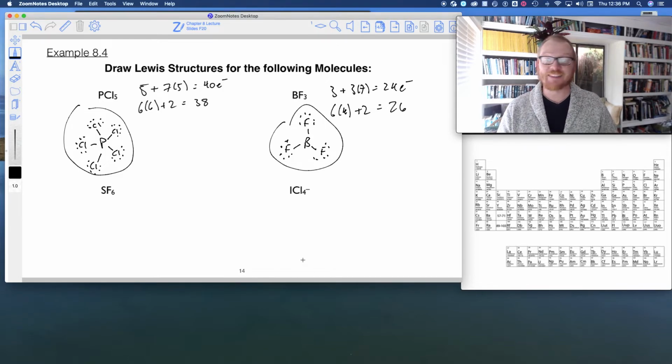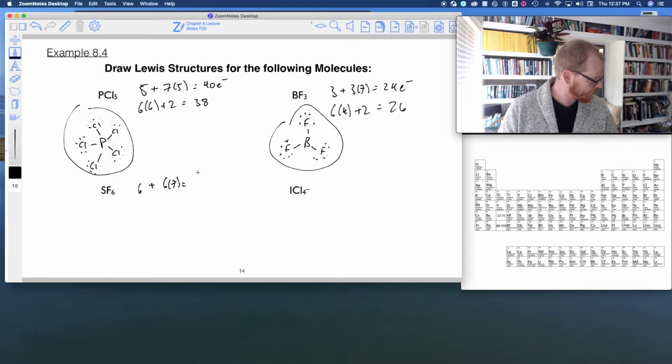Okay, so that's it. SF6, we did this one already, if you recall. But let's do it again. So sulfur is 1, 2, 3, 4, 5, 6, plus each fluorine. And there's 6 of those, and each fluorine has 7. So that gives me 48 electrons I have to use around.